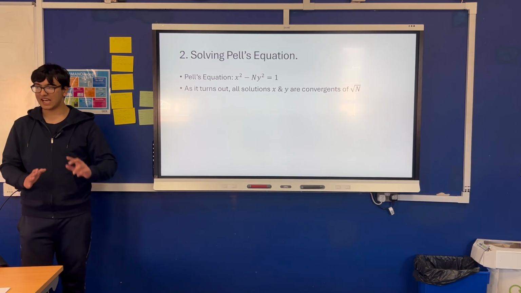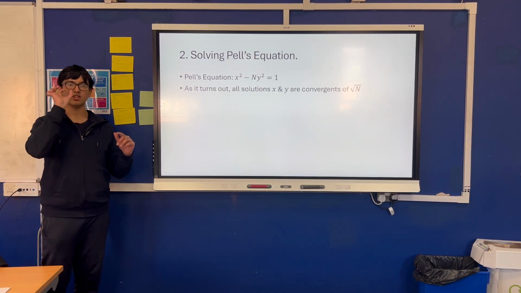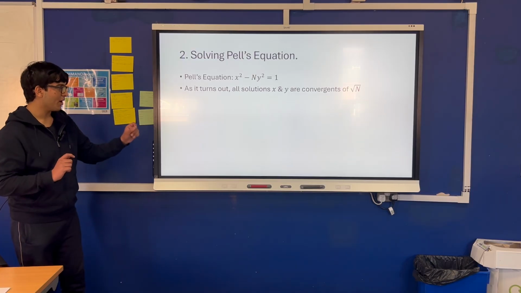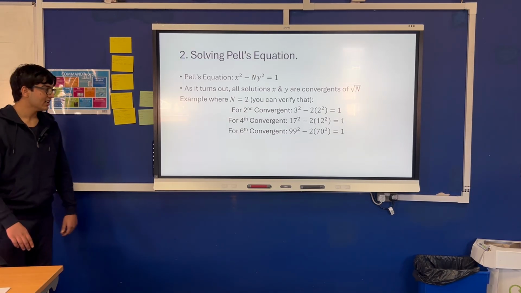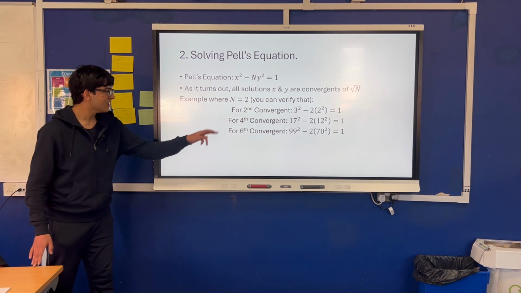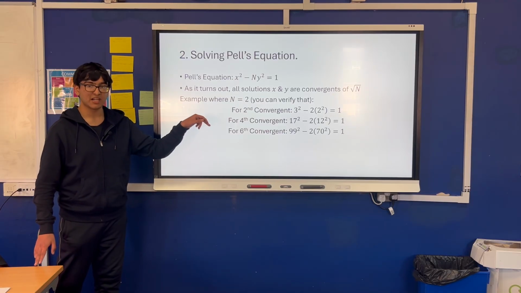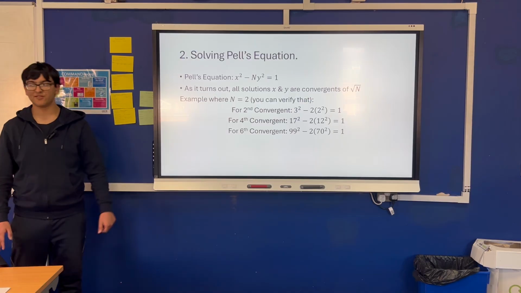And what I mean by that is if you look at each convergent in its simplified form, x is the numerator of each convergent, and y is the denominator of each convergent. Like this. Remember that the second convergent is 3 over 2 for square root of 2 in this case. And you can check that 3 squared minus 2 times 2 squared equal to 1. Same for the 4th, and same for the 6th convergent.